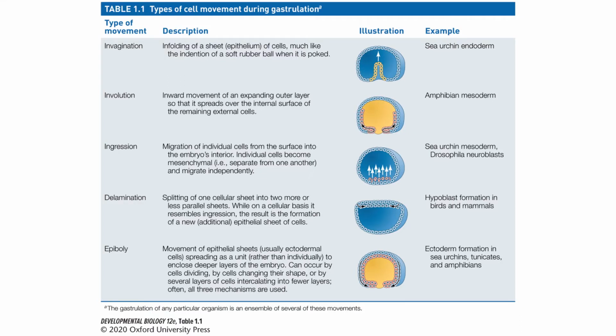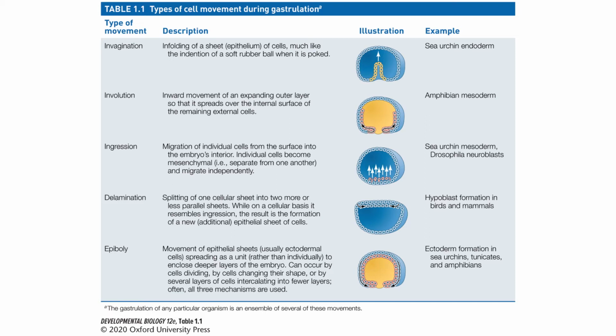For the different types of cell movements, this is one of the most important things that you should know, especially in the process of gastrulation. These movements are as follows. You have the invagination. It means the infolding of a sheet of epithelial cells, much like the indentation of a soft rubber ball when it is poked. So invagination means papasok. For example, the gastrula of a sea urchin endoderm.